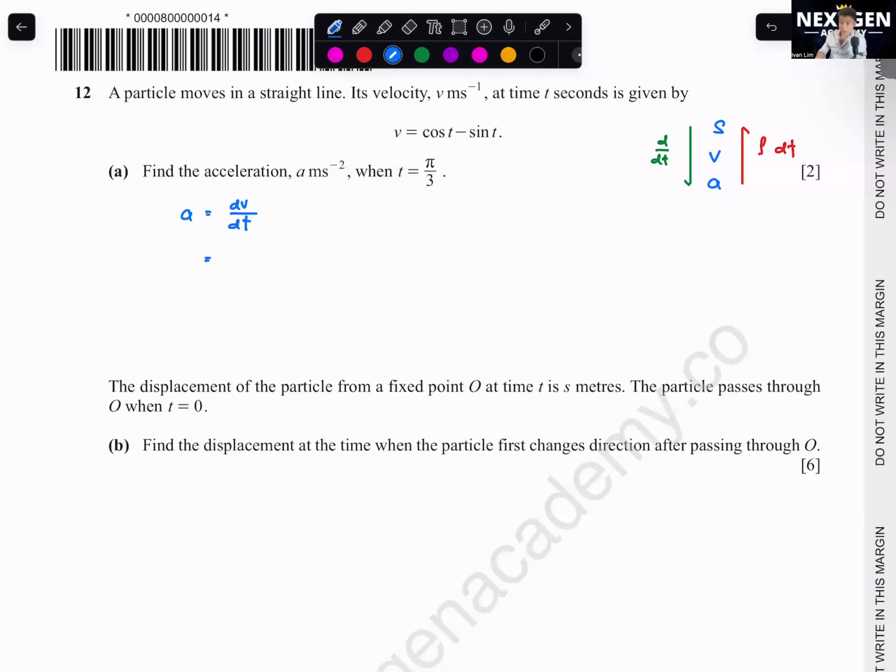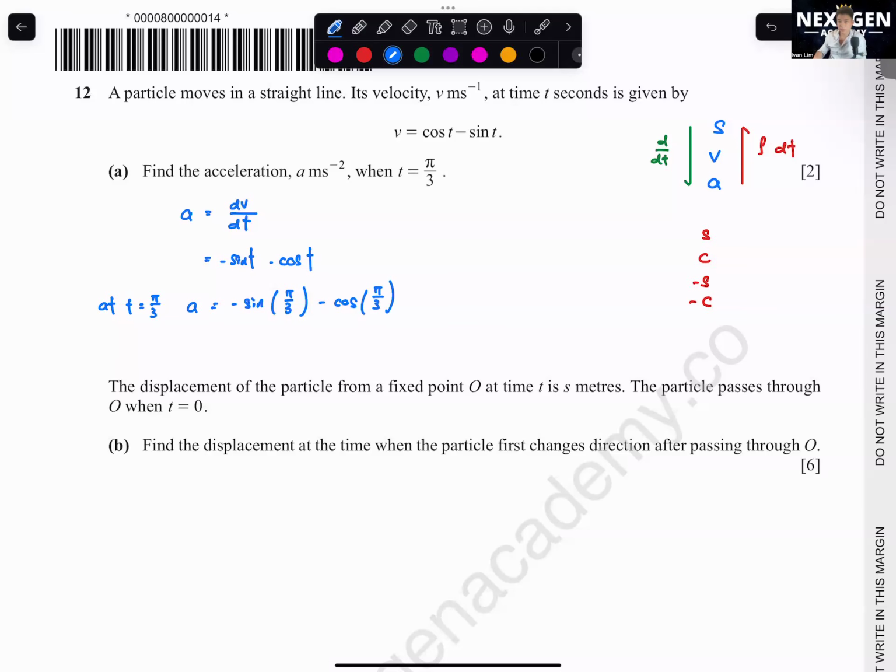Since this is a sine and cos one, let's write down s, c, negative s, negative c. Cos will become negative sine. So negative sine t minus sine t will become minus cos t. At t equals pi over 3, a is equal to minus sine pi over 3 minus cos pi over 3.